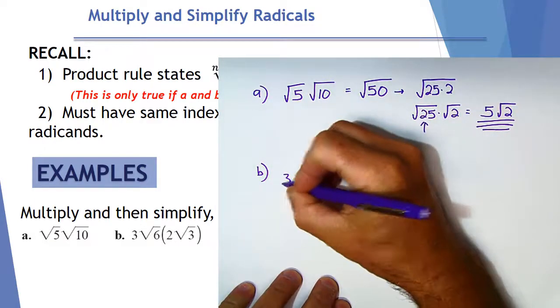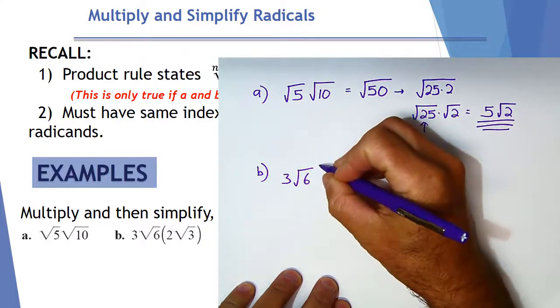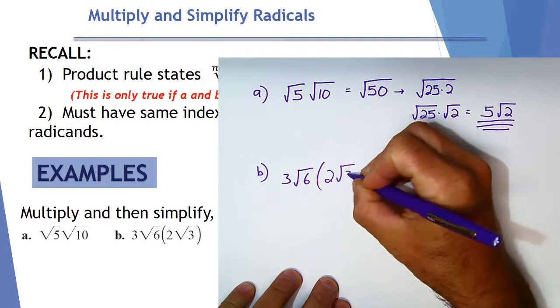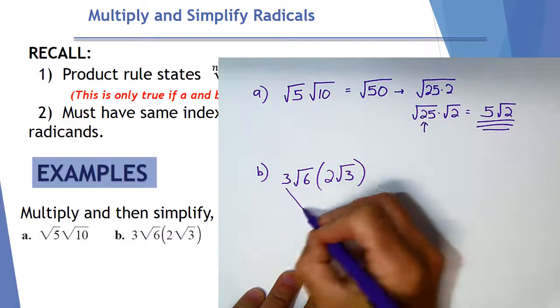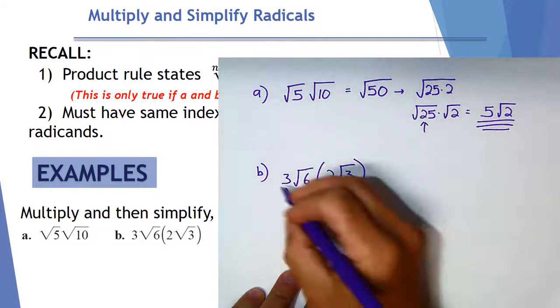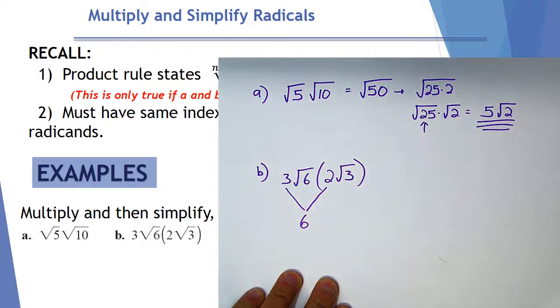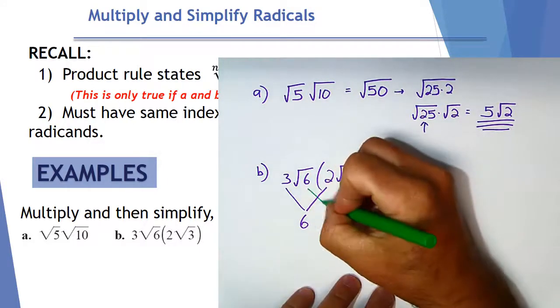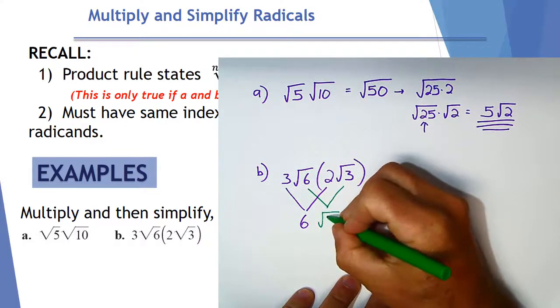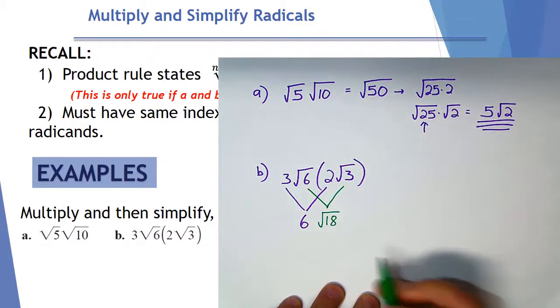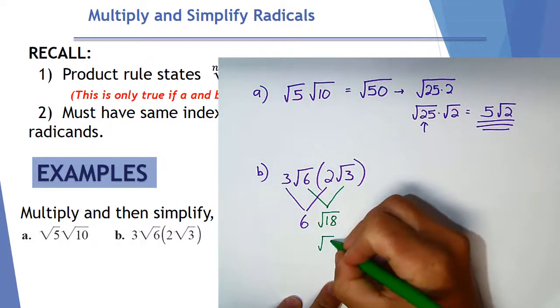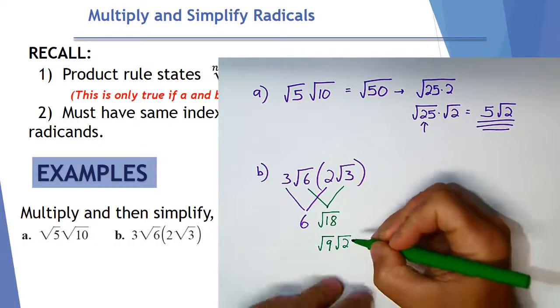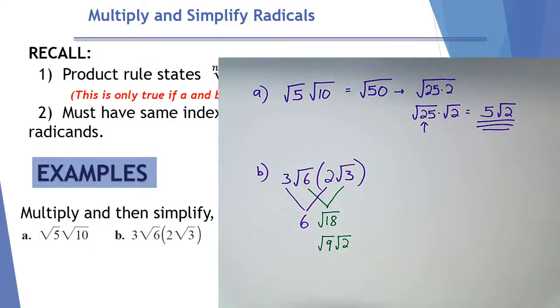b, 3 times the square root of 6 multiplied by 2 times the square root of 3. Now notice here that the 3 and the 2 are coefficients. Those are not within the roots. Those we can combine and call a new factor of 6. But the roots, the square root of 6 times the square root of 3, those we can put together and call the square root of 18. And 18 has a perfect square in it. We can break that up into the square root of 9 times the square root of 2, since 9 times 2 is 18.